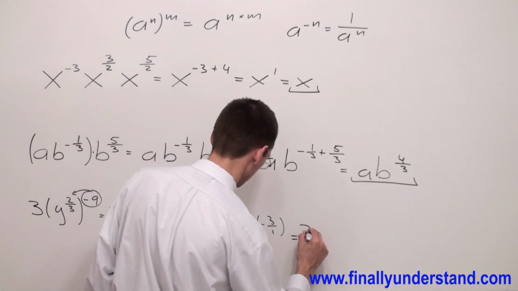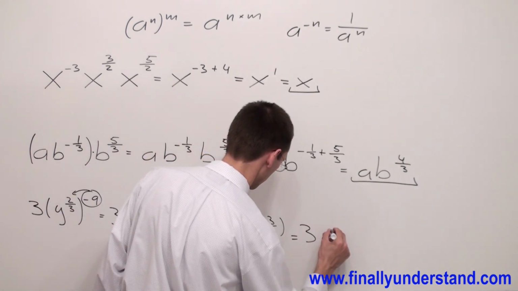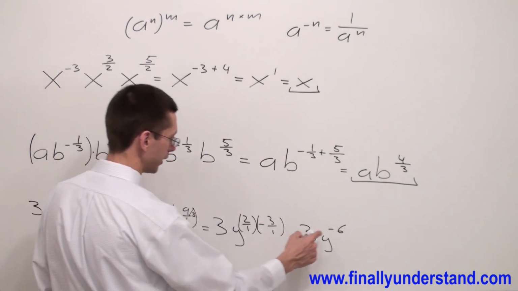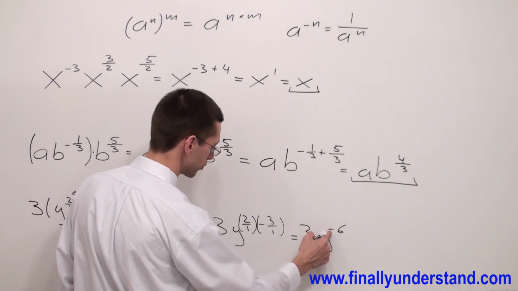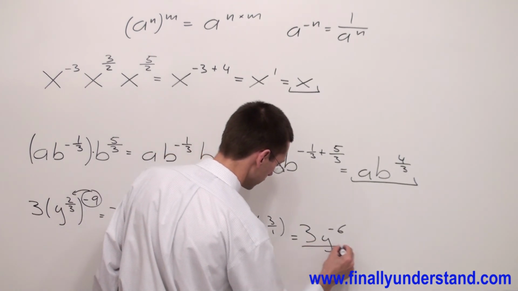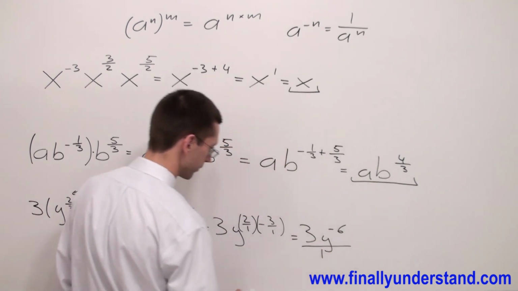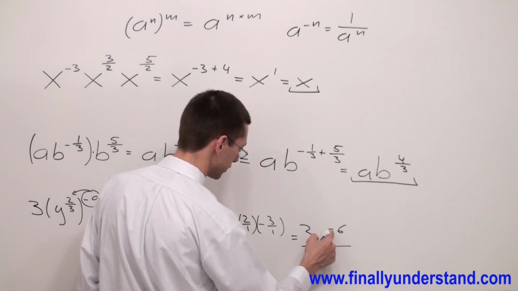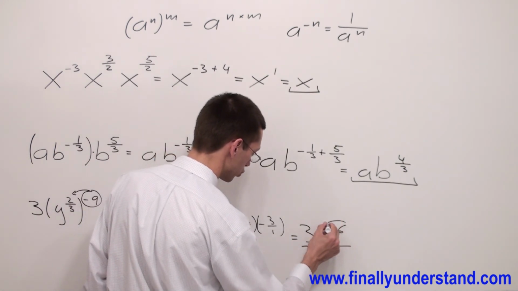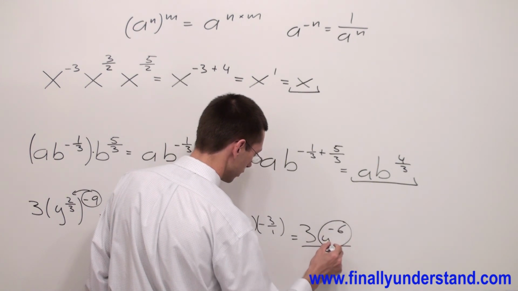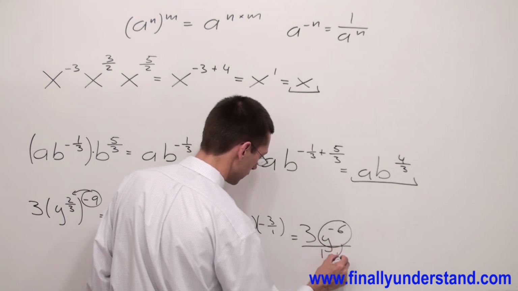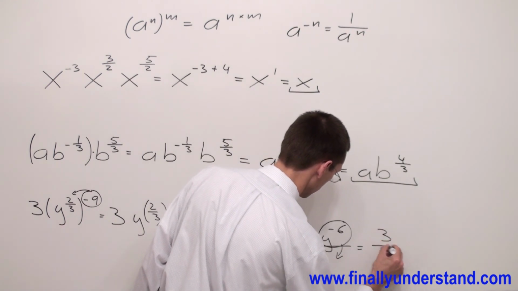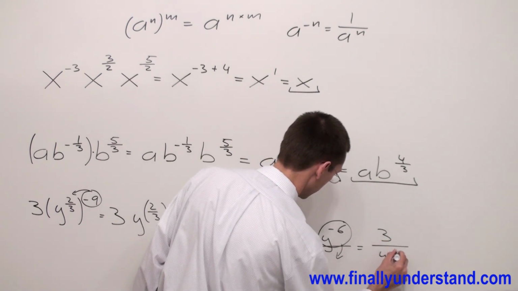This is 3y to the power negative 6. Now, because I have a negative exponent, I'm going to convert this expression to a fraction. Okay, in order to convert a negative exponent to positive, I'm supposed to bring y to negative 6 to the denominator. My solution is 3 over y to the 6th.